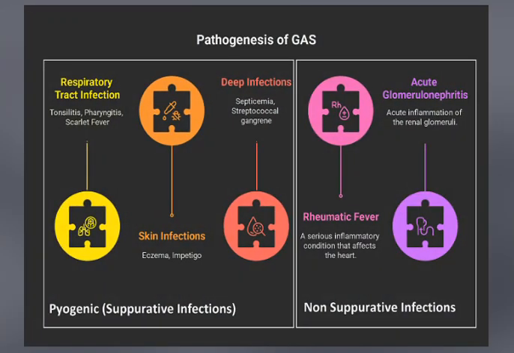Group A Streptococcus causes a range of diseases. Pyogenic infections include respiratory illnesses like tonsillitis and scarlet fever, skin infections such as impetigo, and deep infections like septicemia. Non-suppurative conditions include acute glomerulonephritis affecting the kidneys and rheumatic fever, which involves inflammatory heart damage. This diversity in clinical presentation highlights the need for careful diagnosis and treatment.